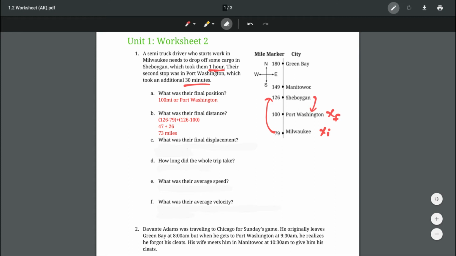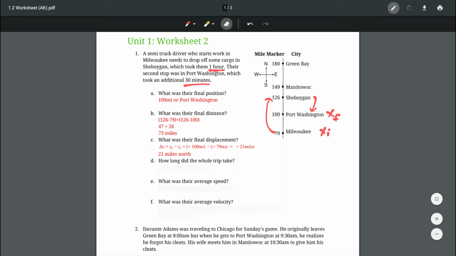Their displacement, however, only depends on Port Washington and Milwaukee. And so we look at the difference in those positions and we get that they ended up 21 miles north of where they started. And that's why it's a positive 21 miles, because they end up at a position that's more north in Port Washington than they start in Milwaukee.